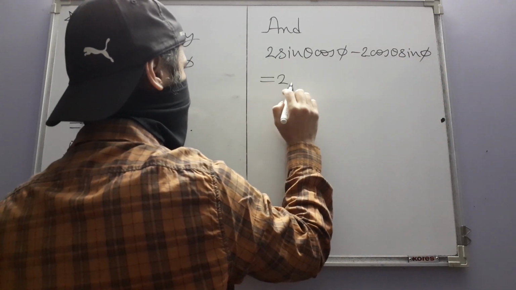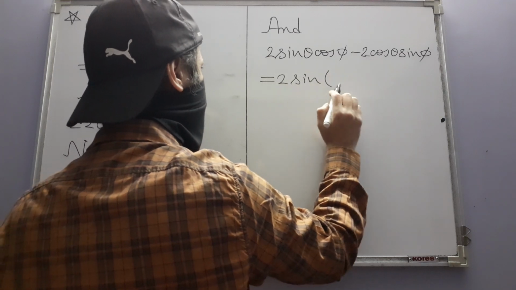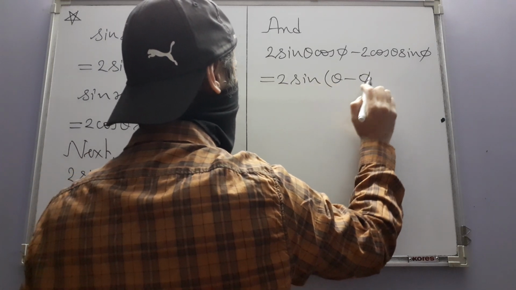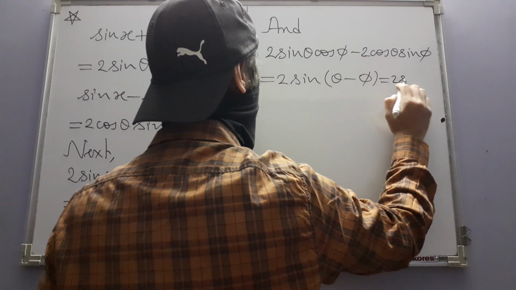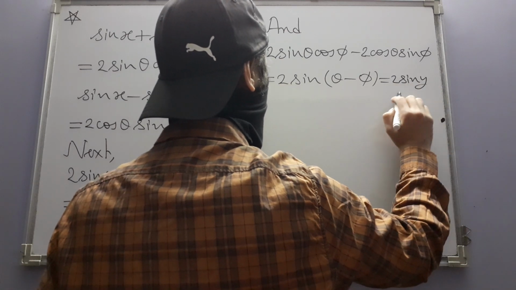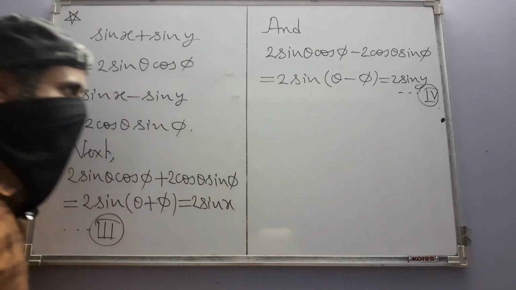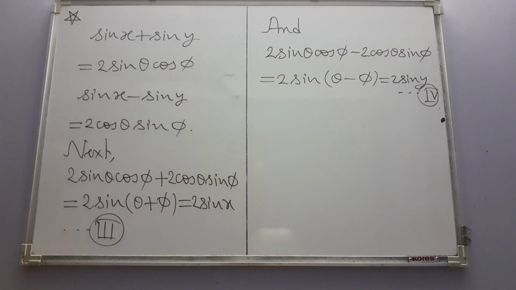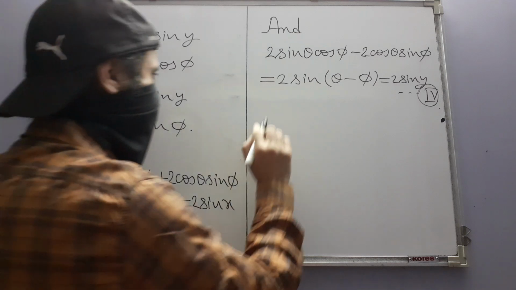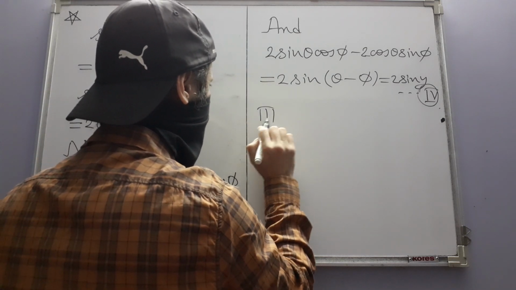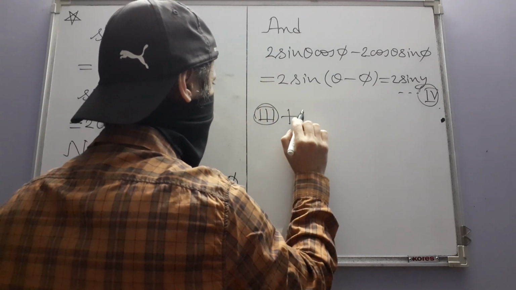This will be 2 times sin of theta minus phi, which is 2 sin y. Okay, so say this is your 4. And so to get this identity, we have to add 3 and 4.